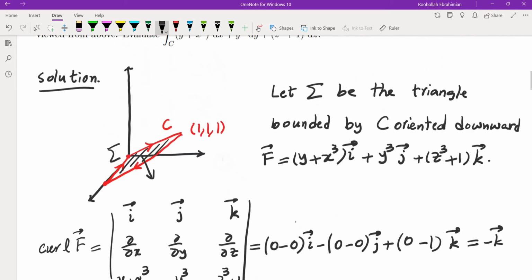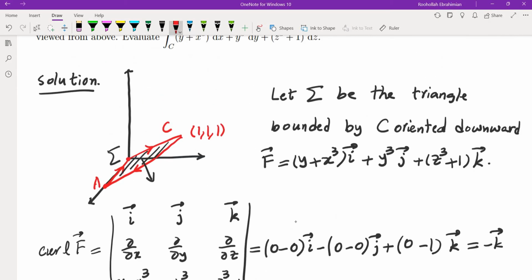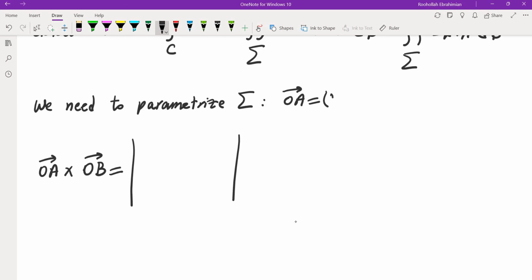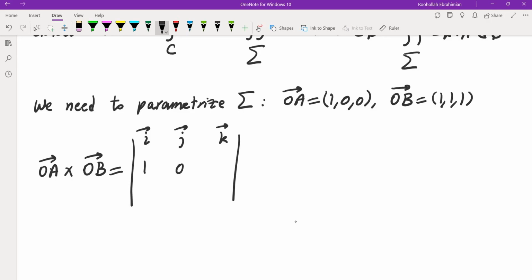So if I call these points maybe A and B, and I already have the origin, I can find two of these vectors, OA and OB, and then find the cross product of these two vectors. So what is OA? OA is (1, 0, 0). What is OB? OB is (1, 1, 1). And then we're going to have to find the cross product of these two: (1, 0, 0) and (1, 1, 1).